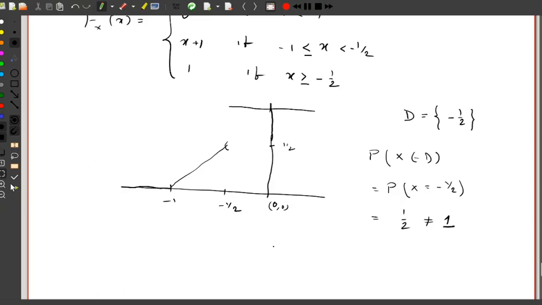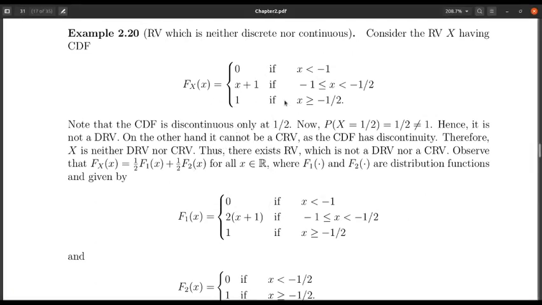Okay. Now, is this continuous? No, it is not continuous, because we have already pointed out that if X is a continuous random variable, the cumulative distribution function has to be a continuous function. But in this case, we have seen that this distribution function is not continuous. So that means the corresponding random variable is neither discrete nor continuous.